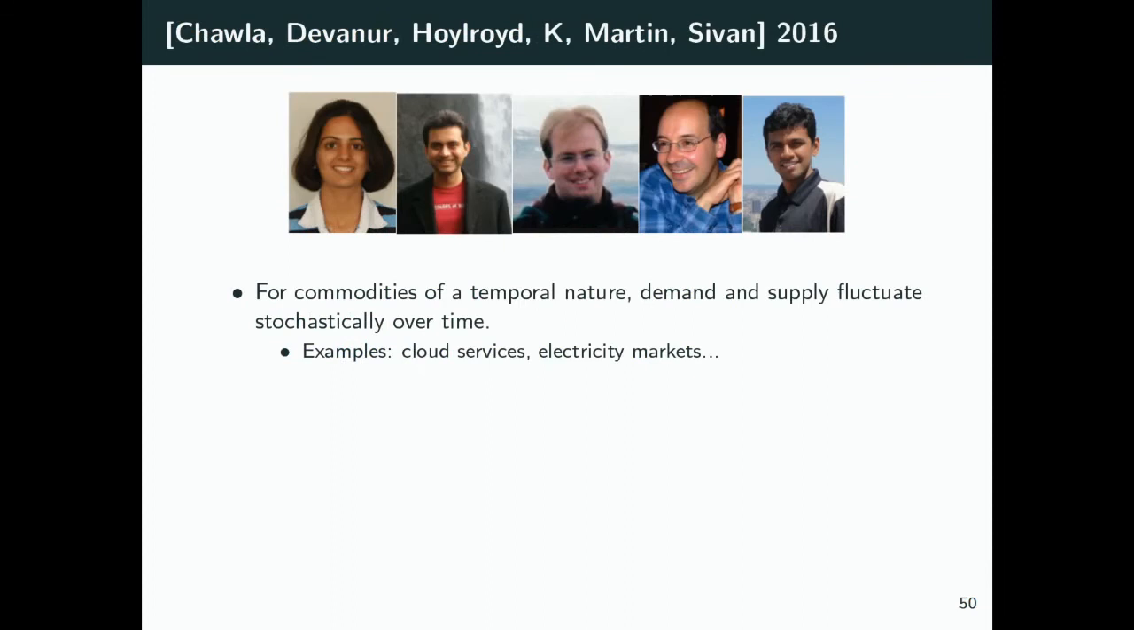This is with all these wonderful people here. We were looking at commodities of a temporal nature, where demand and supply fluctuate stochastically over time, so things like cloud services or electricity markets. And we were interested in understanding how effective we could be with posted pricing that takes into account the variations in supply and demand.